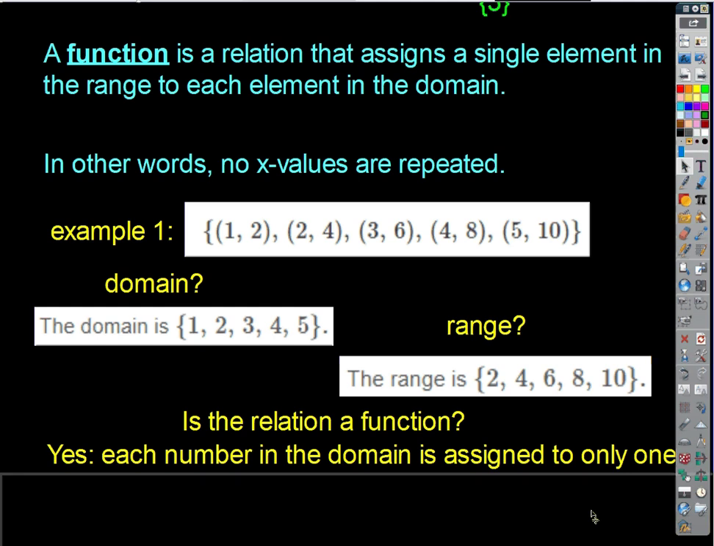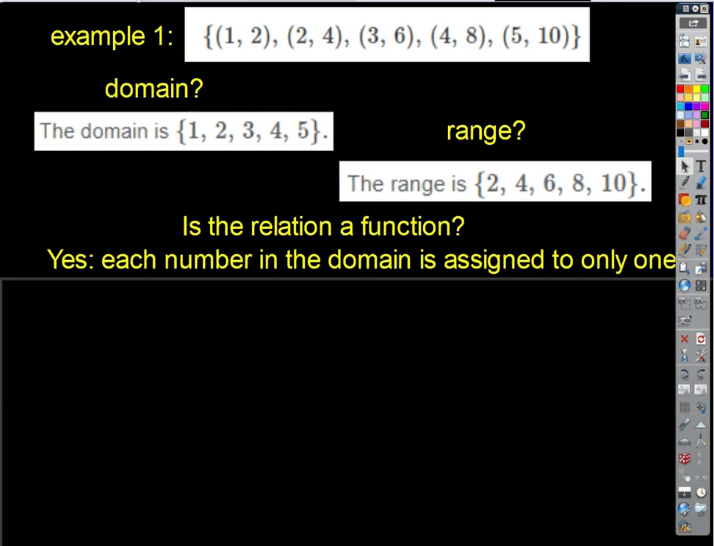Because the domain is the set of all the input values, the range is the set of all the y values, the output values. So if it's 2, 2, 4, 6, do we have to write both 2s? No, you wouldn't. If there are repeated values, you only write them once.